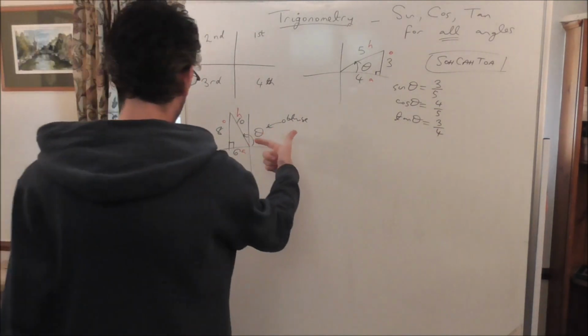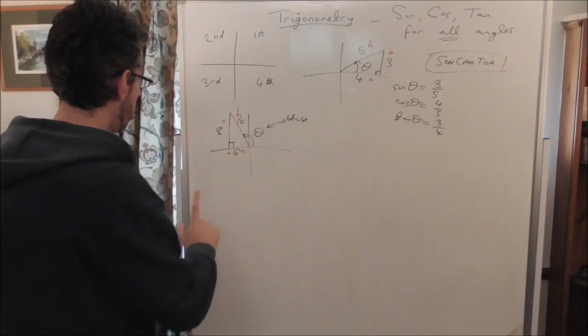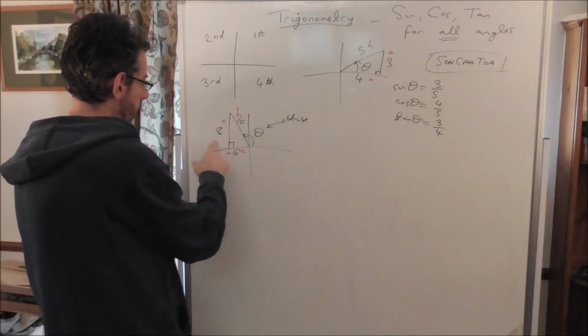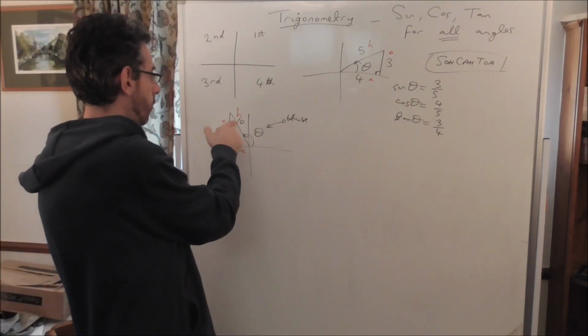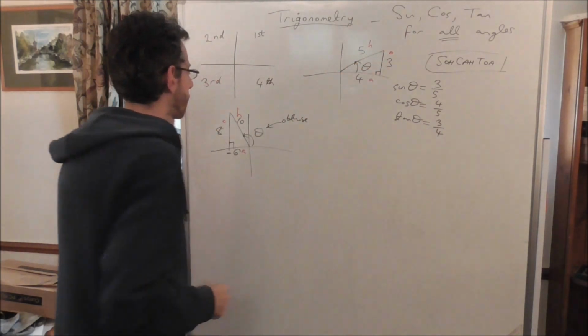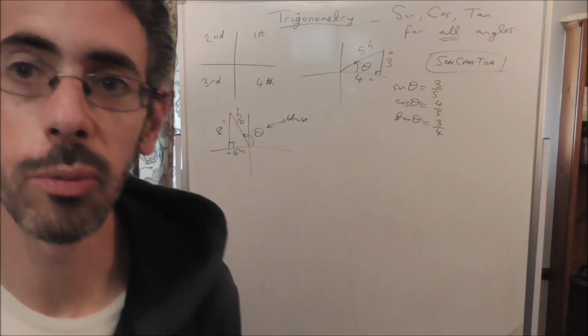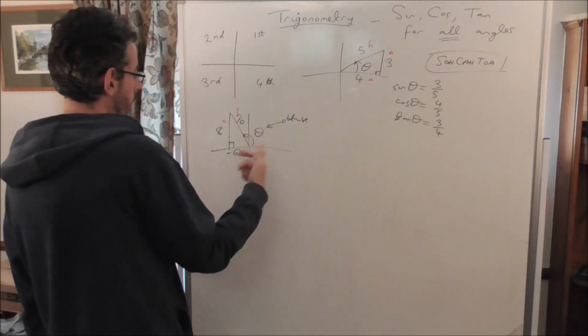So the adjacent is going to the left, so it's treated as -6. The opposite side is going up, so it's treated as a positive number, +8. The hypotenuse is always treated as a positive number, whether it's sloping that way or that way. So the hypotenuse is always positive, but the opposite and the adjacent could be negative if they're going left or down.